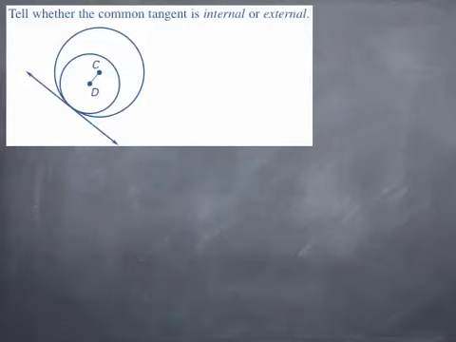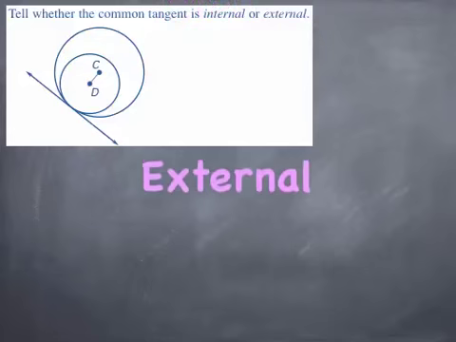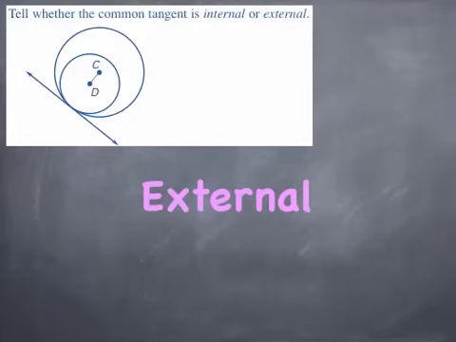This next example says, tell whether the common tangent is internal or external. This looks a whole lot like one of our examples that we just had. This tangent would be external. For segment CD, it's kind of weird. What they've done there is they've connected the two centers of those circles. So that's what CD is. But the tangent line that we're talking about would be on the bottom left-hand side of that diagram.